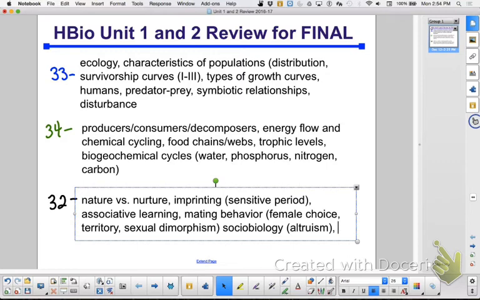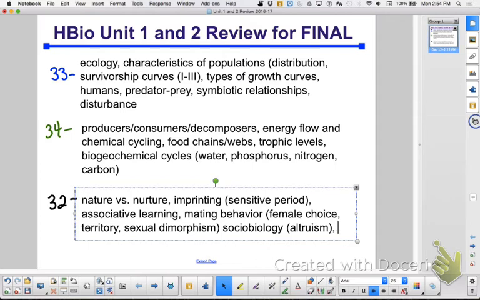Did I talk about reciprocal altruism, like you scratch my back, I'll scratch yours? We looked at vampire bats and how they would give a blood meal to their neighbor if they didn't have it, but if they were a cheater, then they would stop feeding them.